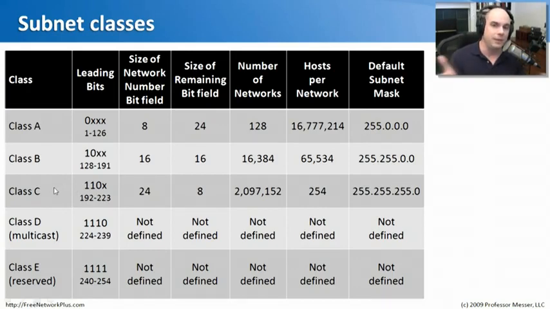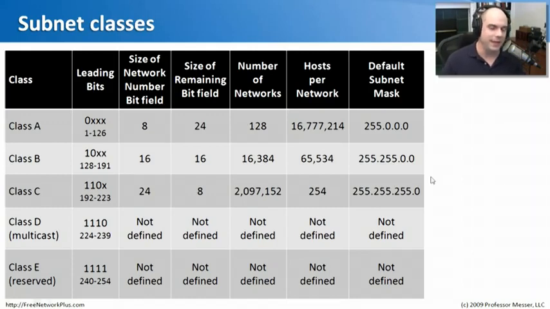So it used to be we didn't even use subnet masks. We knew based on the first decimal octet of that IP address what class it was. If it was a 192 address, then it was Class C, and we automatically assumed that it was a subnet mask of 255.255.255.0.